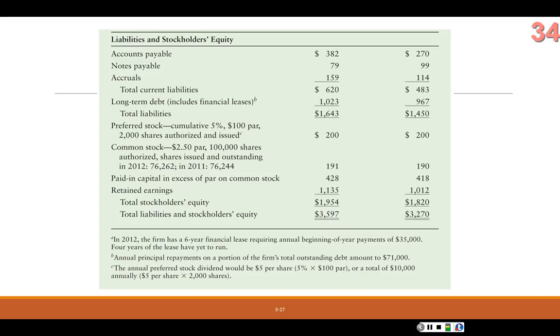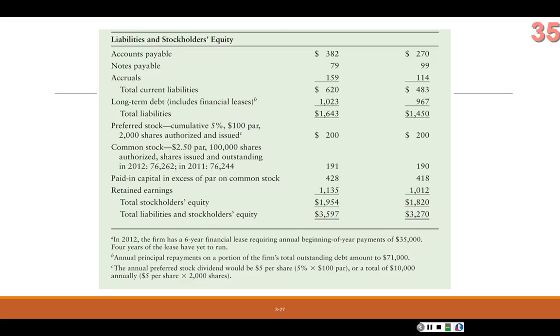Notes payable, these are outstanding short-term loans, usually from commercial banks. Accruals are amounts owed for services for which a bill has not yet been received. So it's money owed but not paid, so such things as salaries. Long-term debt is debt for which payment is not due in the year. Shareholders' equity is the owner's claim on the firm.